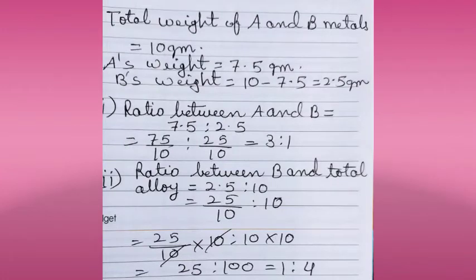The total weight of A and B metals is given as 10 gram. So A's weight is equal to 7.5 gram and B's weight is 10 minus 7.5. This is equal to 2.5 gram. Now first we have to find out the ratio between A and B. So A is 7.5 and B is 2.5. When we solve it we will get 3:1. Then next you have to find out the ratio between B and the total alloy. So that is 2.5:10, and this will be equal to 1:4. The process I have done here. Clear?